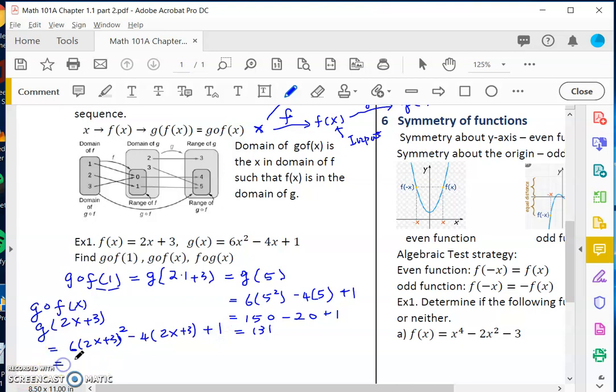And if you simplify it by expanding everything out, so this would be 4x squared plus 2 times 3 is 6x, plus times 2 is 12x plus 9, minus distribute 4x minus 12 plus 1. And after you simplify, it would be 24x squared. How many x do I have? I have 72 and then minus 8. Okay, what is 72 minus 8? 72 minus 8 is 64.